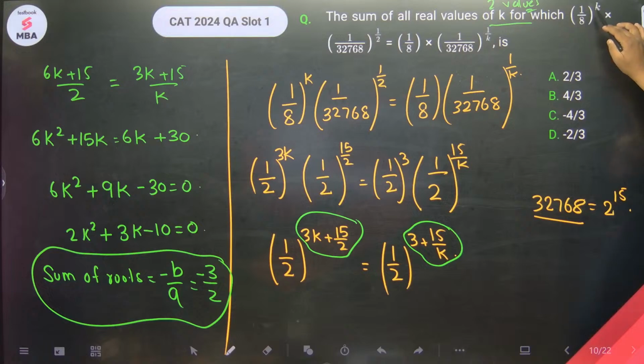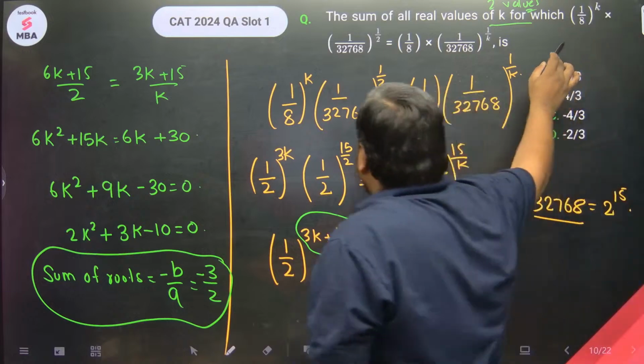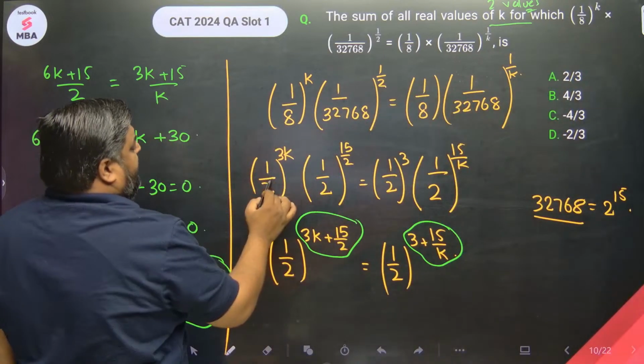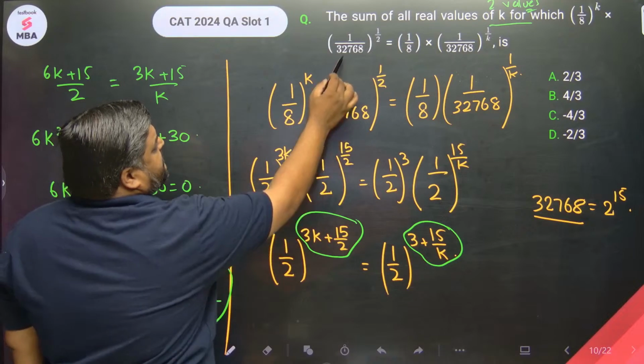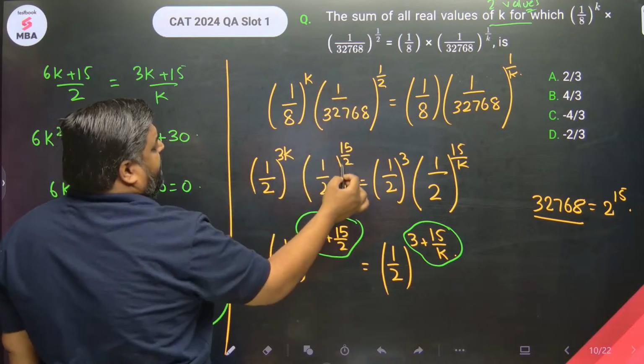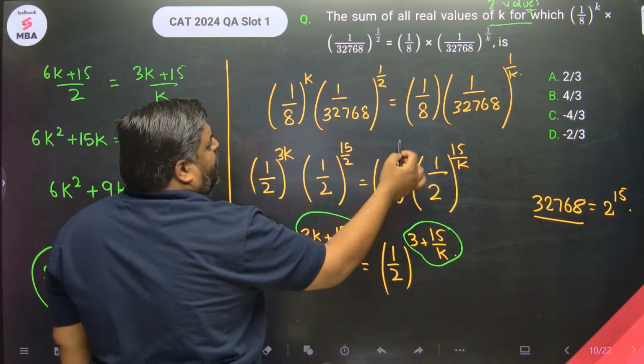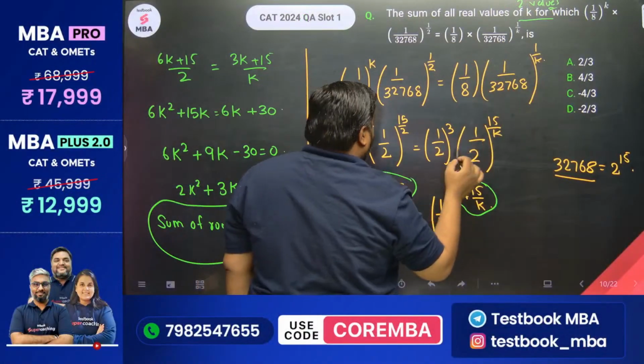1 by 8, okay, that's right. 1 by 8, so this became half to the power 3k, and this is 1 upon 2 raised to the power 15, 15 by 2. This is 1 by 2 cube, right? This is 15 by k.